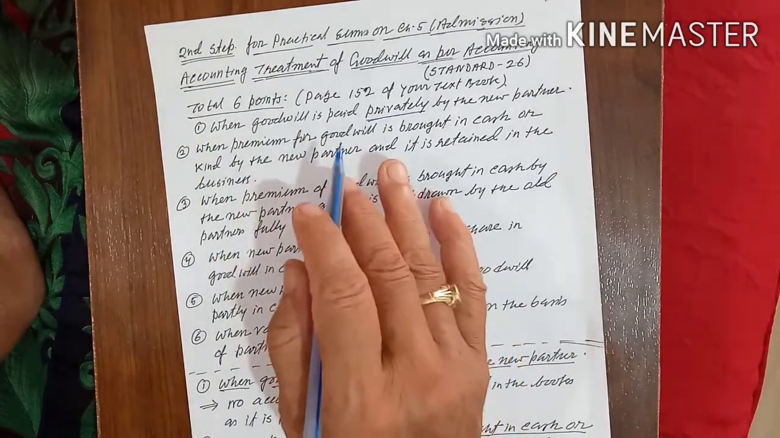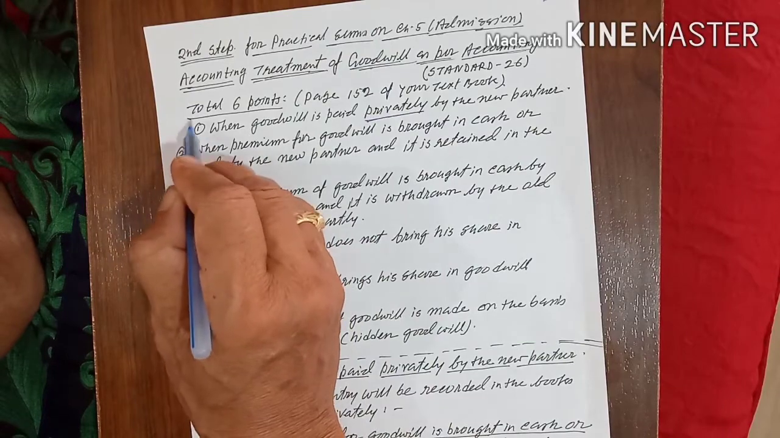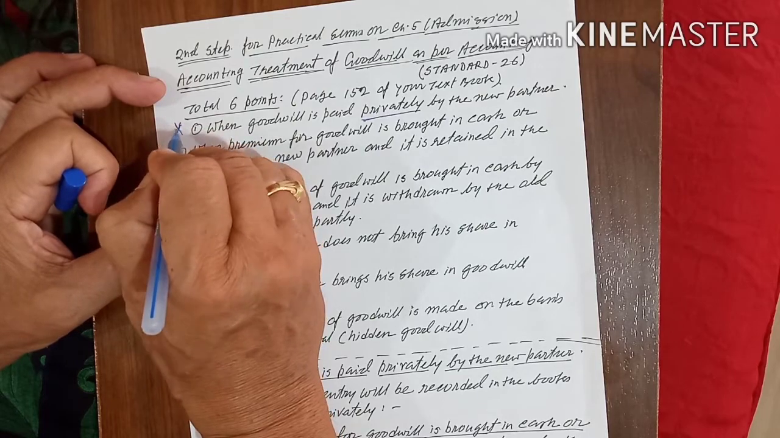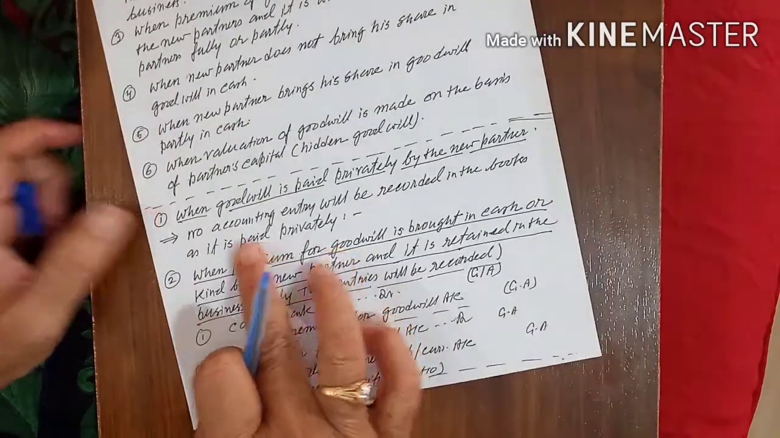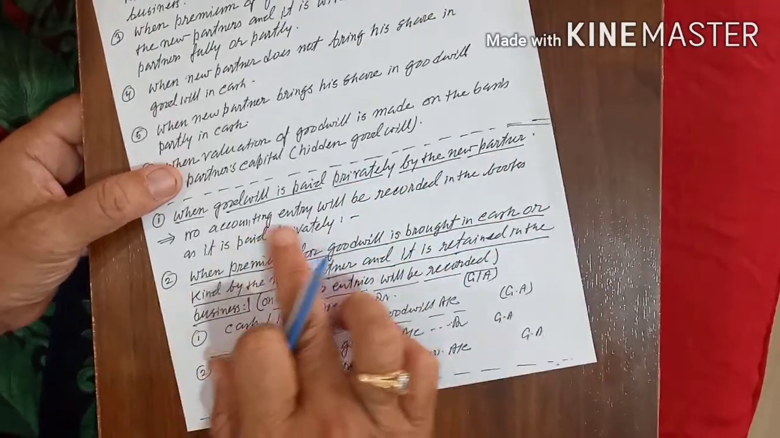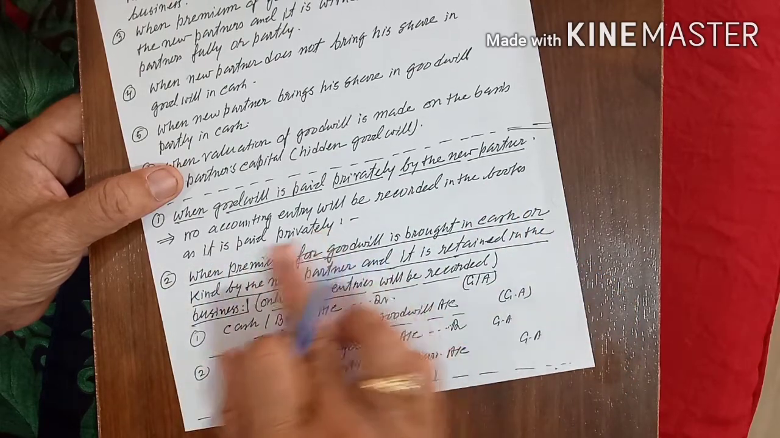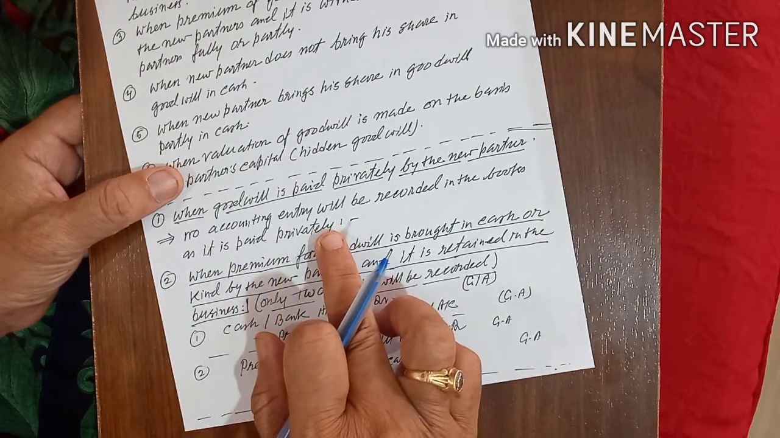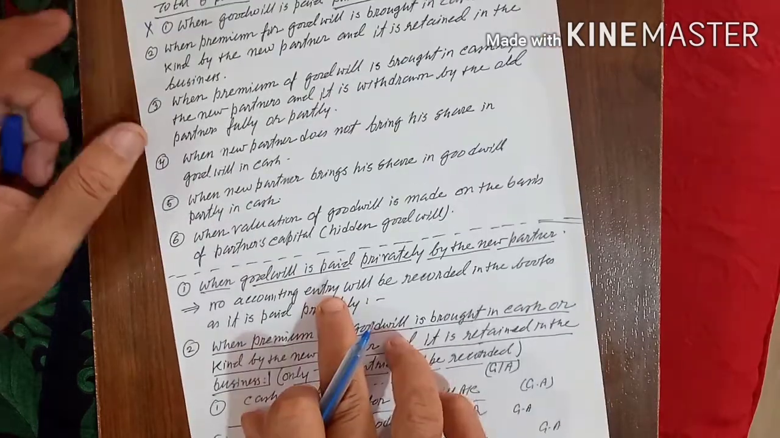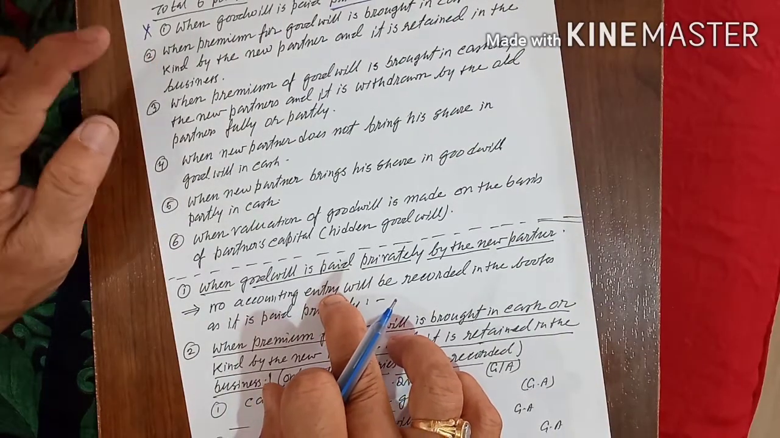In that case, the accounting treatment of goodwill for the first point will not come. Keep in mind generally that no transactions will come here. For that I wrote it here: when goodwill is paid privately by the new partner, no accounting entry will be recorded in the books as it is paid privately. Privately means that it is not coming in the picture of accounts. So the first point is over. Now how many are left? 5 are left. Come to the second point.